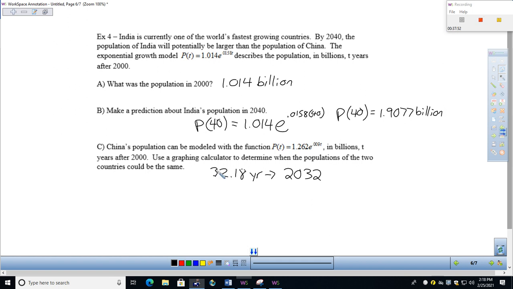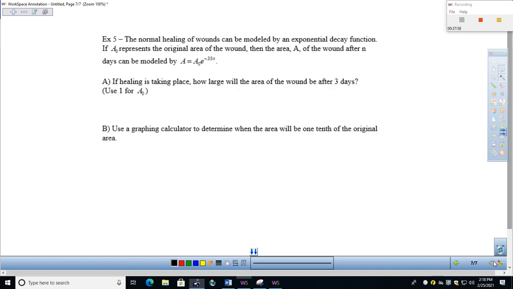All right, let's get into the last part, example 5. So just an example of an exponential decay model, base E. Notice the negative right there. That's what illustrates its decay as opposed to growth. So normal healing of wounds can be modeled by an exponential decay function. If A sub 0 represents the original area of the wound, then the area A of the wound after n days can be modeled by this function right here.